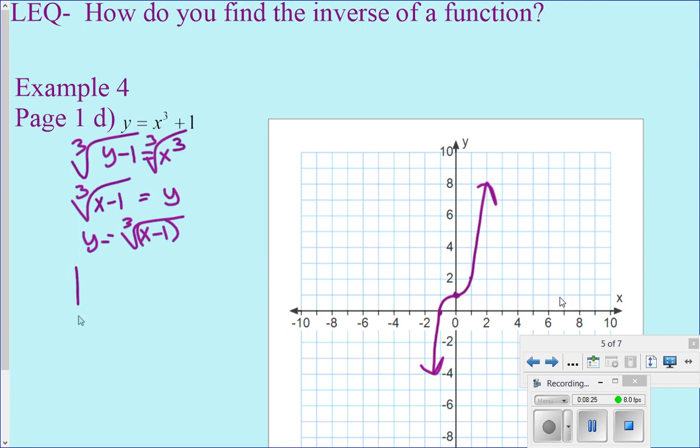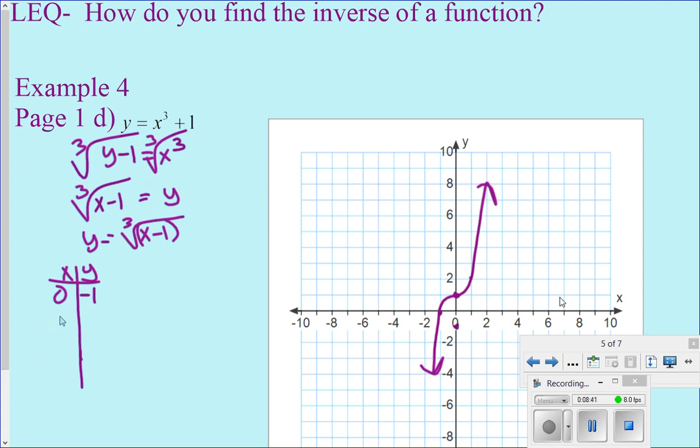Now, we don't really know what that looks like. So when we don't know what something looks like, we make a table. So let's see some values I can input. Looks like I can put 0 in because when I subtract 1, I get -1. The cube root of -1, that's -1. So 0, -1, let me plot that.